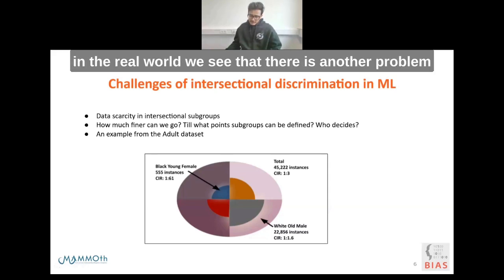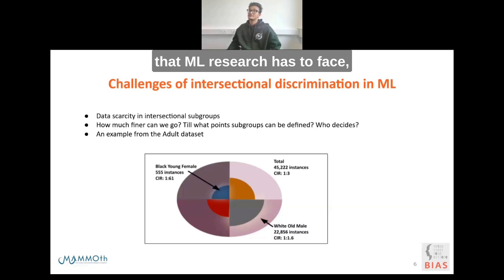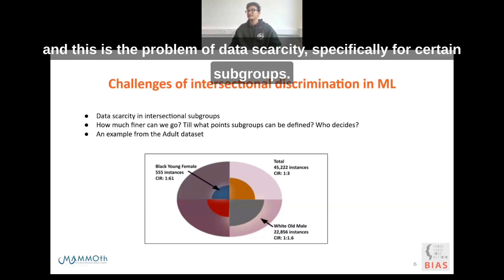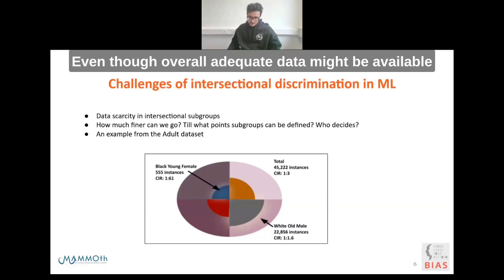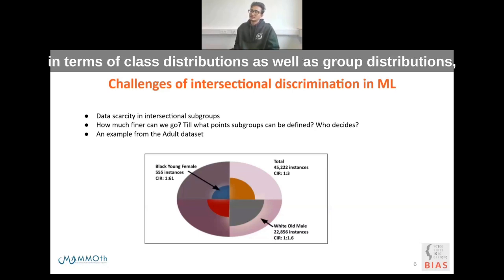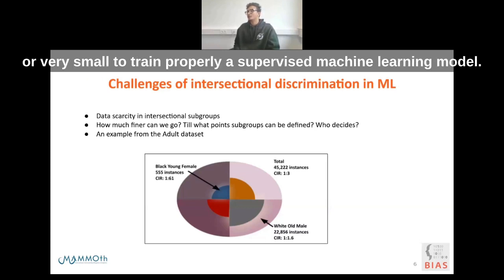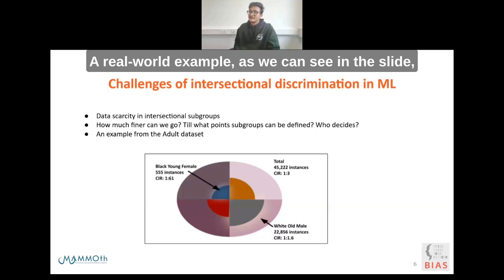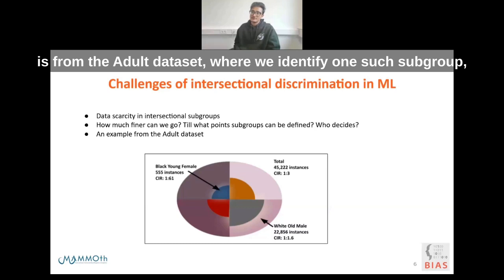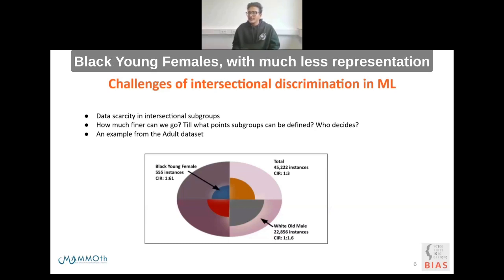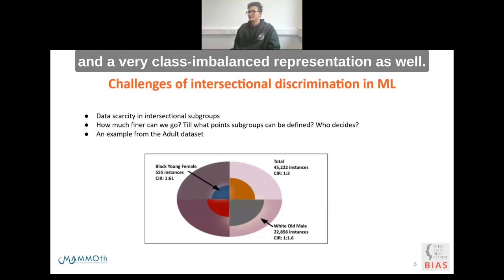But in the real world, we see that there is another problem that ML researchers have to face, and this is the problem of data scarcity, specifically for certain subgroups. Even though overall adequate data might be available in terms of class distribution as well as group distributions, representations of certain subgroups might still be inadequate or very small to properly train a supervised machine learning model. A real-world example, as we can see in this slide, is from the adult dataset itself, where we identify one such subgroup called black young females with a very, very low representation and a class imbalanced representation as well.